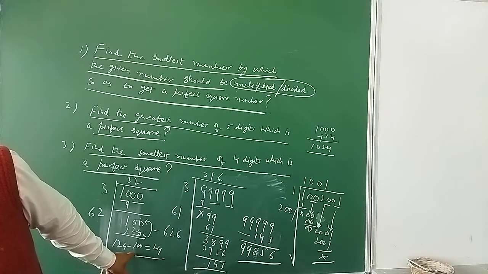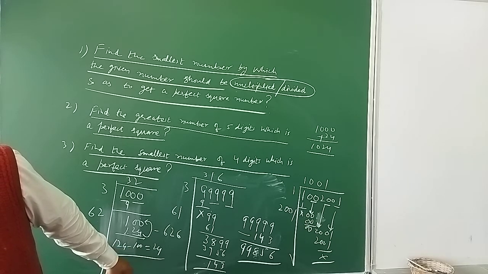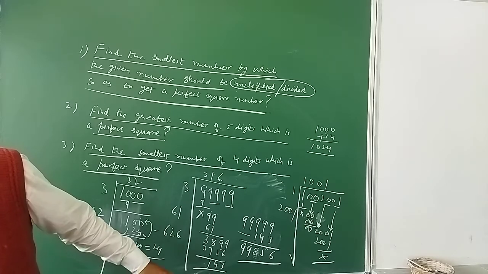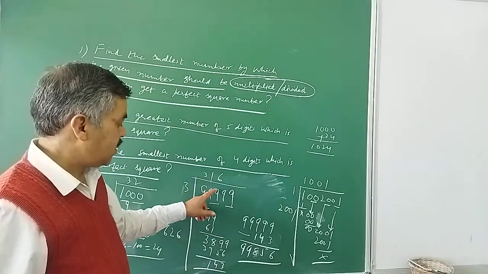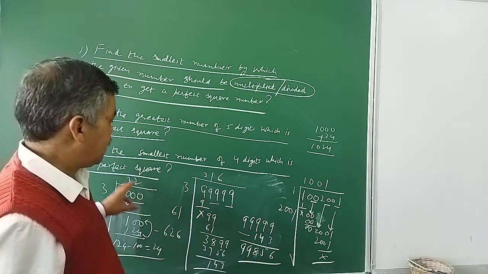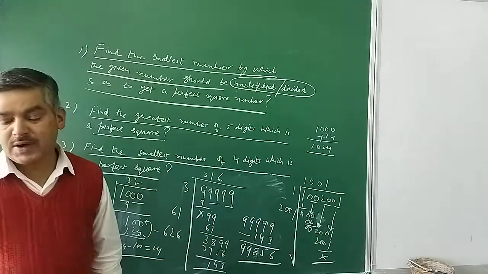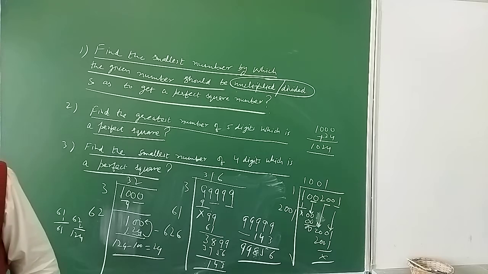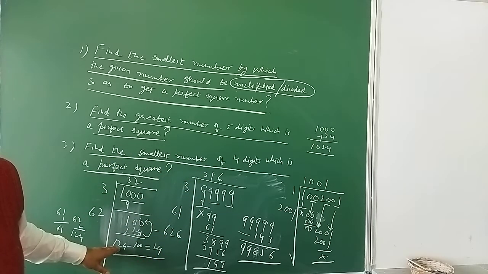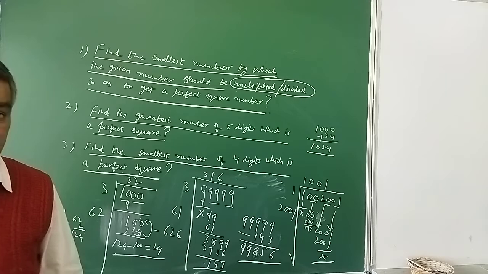Then the 13th is find the least number which must be added, so that the given number is a perfect square. So the question is like this: which must be subtracted is this, which must be added is this. So it can be asked in two ways, like 12 and 13 in your book, added or subtracted, or directly find the greatest number of 5 digits or the smallest number of 4 digits which are perfect squares. So these questions you can practice.